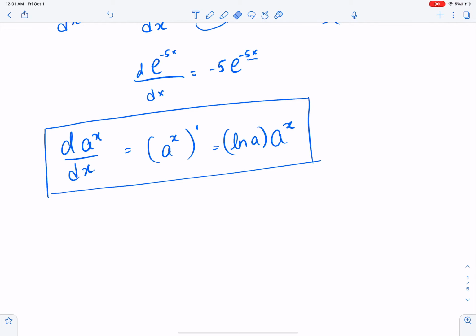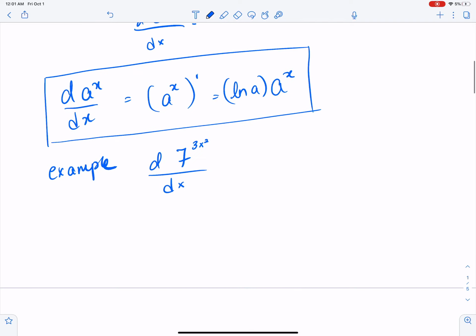Okay. So, example. Let's say you want to differentiate 7 raised to 3x squared minus 5. Let's do all that. Okay, well, what's the derivative? It is 7, which is like your a, raised to some function in x. So we will use the chain rule.